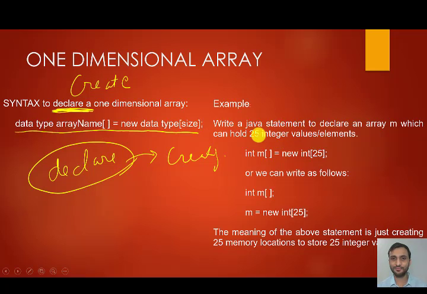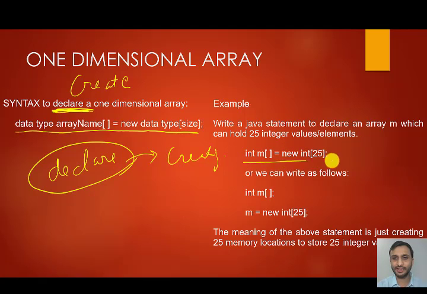Here there is another example. Write a Java statement to declare an array m, that is the array name is m, which can store or hold 25 integer values. So int is the data type, m is the array name, followed by square brackets equal to new int 25, because we want to keep 25 integer values.